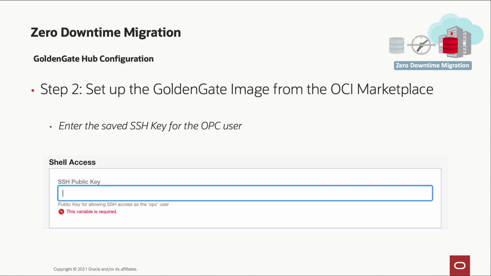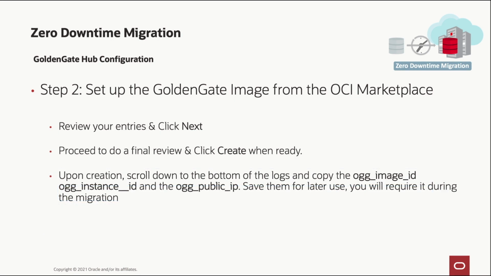Now remember that you saved an SSH key for the OPC user. You need it now, so please copy it and paste it here. Once you're ready, click Next. That will show you one single view of all your entries. So proceed to do a final review, and once you're done and sure of your values, click Create. Upon creation, there are going to be logs of the Golden Gate Hub creation. Go to the bottom of the logs and copy three values: OGG image ID, OGG instance ID, and OGG public IP. Please save them in a text file because you're going to need them for later use during the migration.